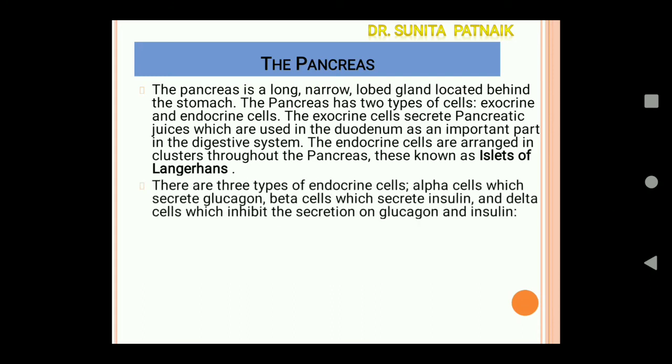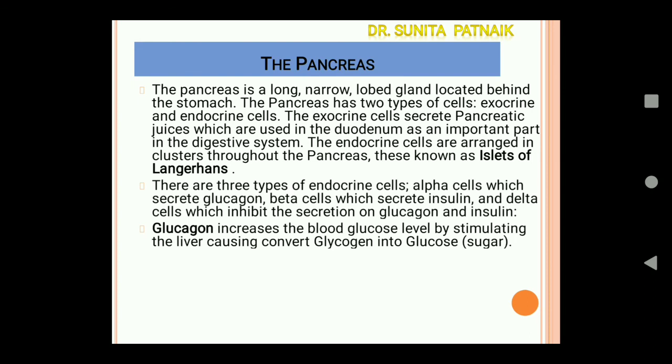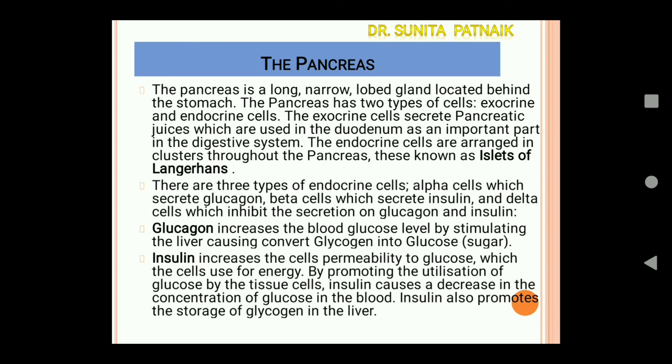There are three types of endocrine cells: alpha cells, beta cells and gamma or delta cells. Alpha cells secrete glucagon, beta cells secrete insulin, and delta cells inhibit the secretion of glucagon and insulin. Glucagon increases the blood glucose level by stimulating the liver, causing conversion of glycogen into glucose. Insulin increases the cell's permeability to glucose, which the cells use for energy.